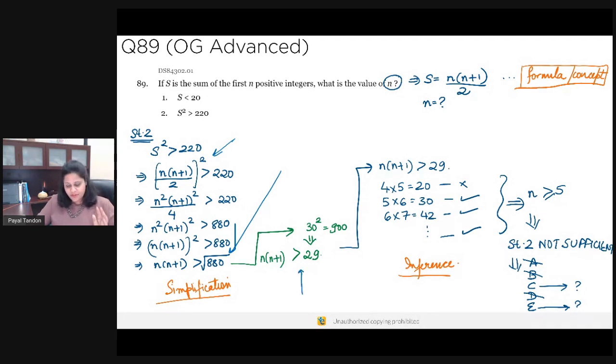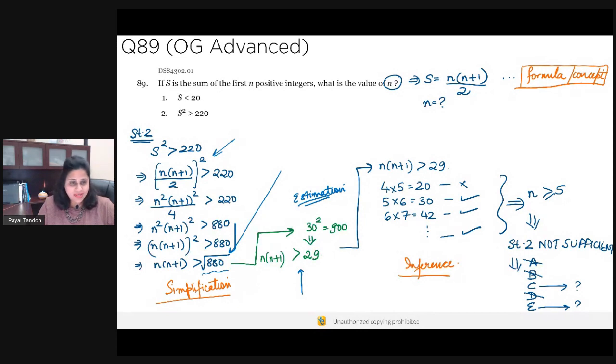Okay, you again observe certain stuff. What does it say? n into n plus 1, the product of two numbers, is greater than the square root of 880. Now here is where you have to do some estimation. Estimation is what you need to do. You think about it, and again, such estimation is not complicated, right? 880 is a very familiar number in terms of square.